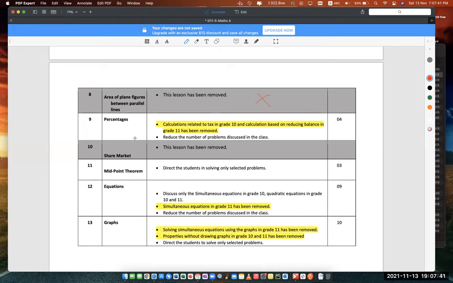All right. So next one is percentages. The tax in grade 10 is there, but the calculation based on reducing balance, I don't know why they removed this one. This is one of the most important ones. So reducing balance is removed. You only have the simple percentages, simple tax in grade 10, and you also have the compound interest. So that will be there, but reducing balance is entirely removed.